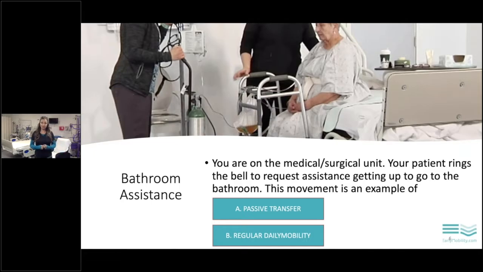You're on the medical surgical unit. Your patient rings a bell to request assistance getting up to the bathroom. This movement is an example of, is it passive transfer or regular daily mobility? Hopefully you are all saying regular daily mobility, and that would be the correct answer.